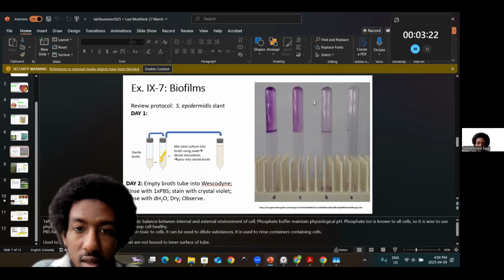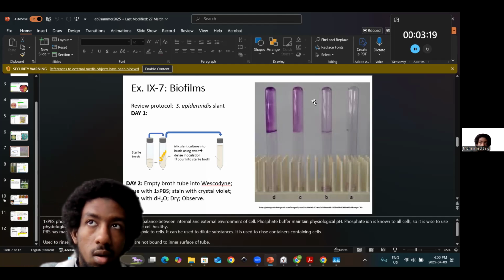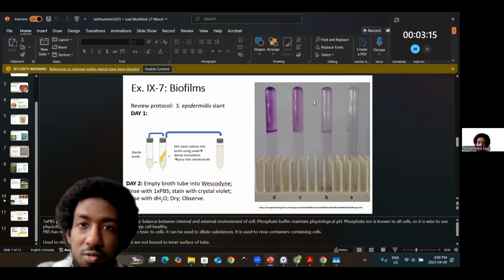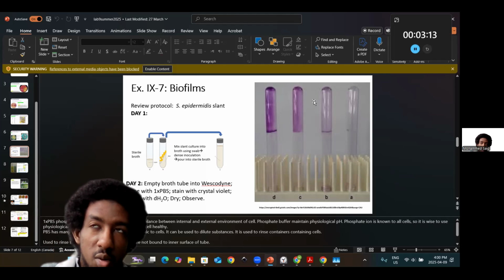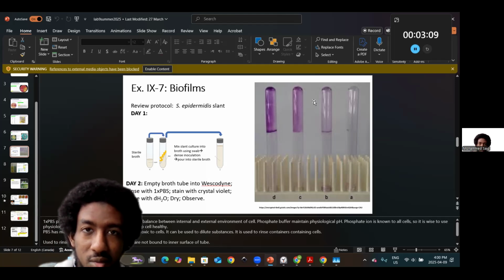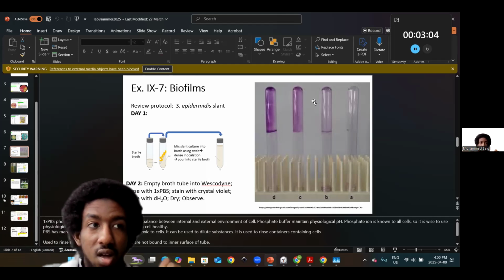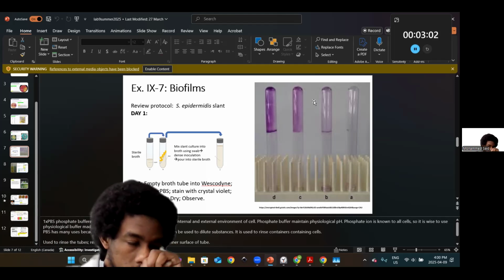So think about the biofilm as a marker for the quality of the communal proliferation of your bacteria, which is so interesting to connect because we've been looking at individual bacteria, right? Viable counts, counting specific colonies that depict colony forming units.